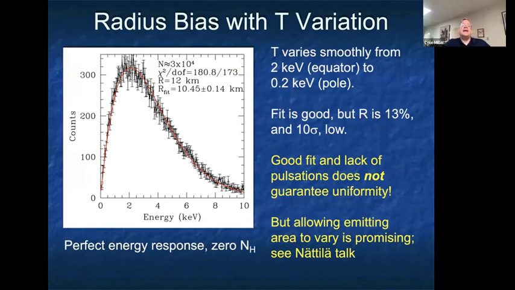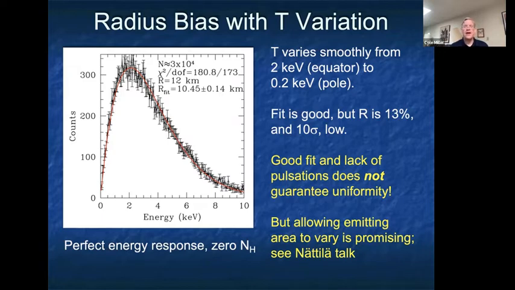The example of how you can fool yourself is something synthetic. I generated the data myself. I imagined that we had a thermonuclear X-ray burst with 30,000 counts, which is about typical for these sorts of events. And I generated the data with a star that had a radius of 12 kilometers and with a blackbody emission, but a temperature that varies smoothly from kT equals 2 keV, or about 2 times 10 to the 7 Kelvin at the equator, to 0.2 keV at the pole.